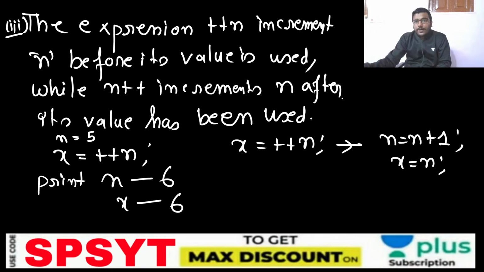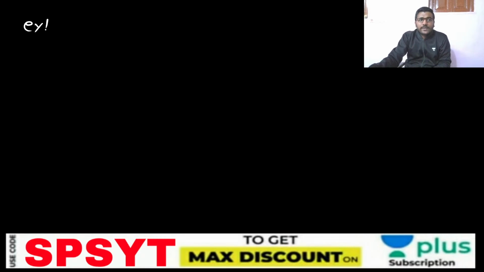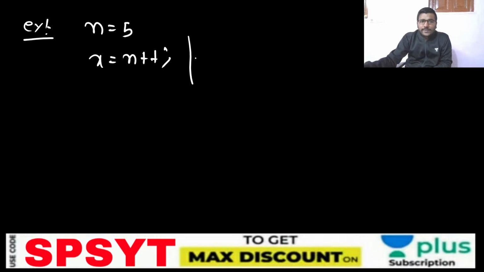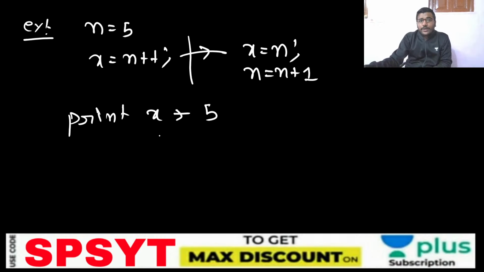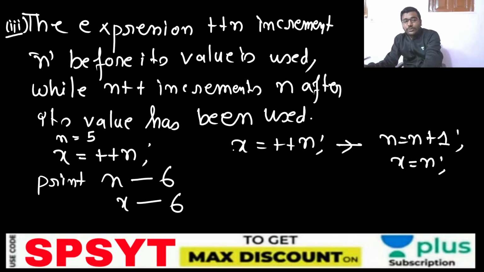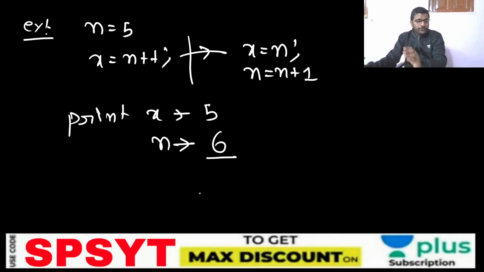And n++ increments n after its value is used. With the same example, n is equal to 5 and you are doing x = n++, it will execute like x = n, then n = n + 1. So if you print x you are going to get 5, and if you print n you are going to get 6. This is the difference. Here both are going to get 6, here one is going to get 5.